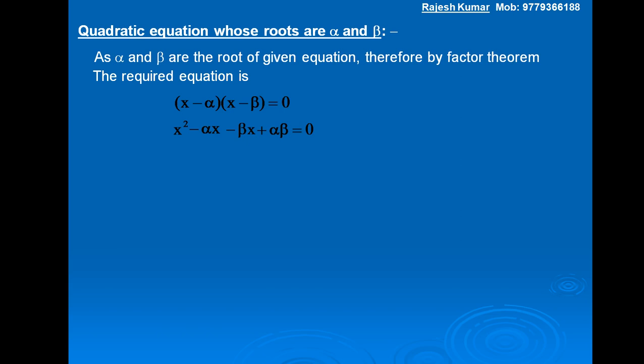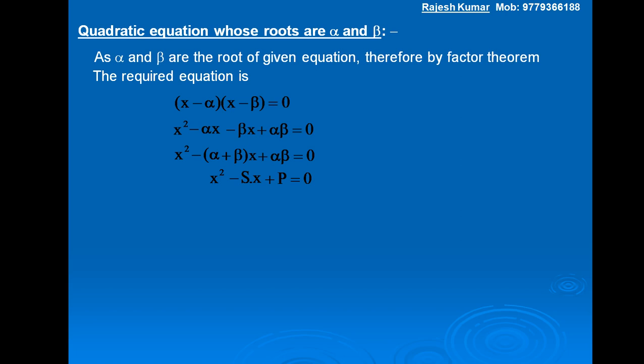Now from the two middle terms take minus common, so we get x square minus (alpha plus beta) into x plus alpha beta is equal to 0. So this is the quadratic equation whose roots are alpha and beta. Here alpha plus beta is the sum of the roots and alpha beta is the product of the roots. So we get x square minus sx plus p is equal to 0.